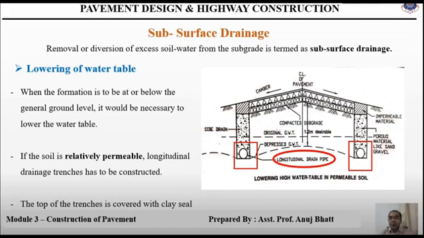If the soil is relatively permeable, it may be possible to lower the high water table by construction of longitudinal drainage trenches, which is already shown in the figure. Here we have the longitudinal trenches or the drain pipes, with the filter sand. The top of the trenches is covered with clay seal, and the depth of the trench would depend on the required lowering of the water table, the distance between the drainage trenches, and the type of soil.